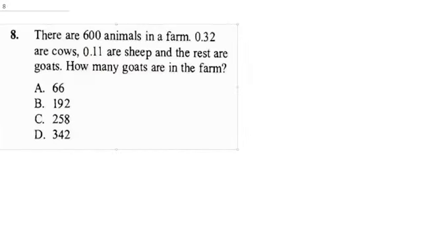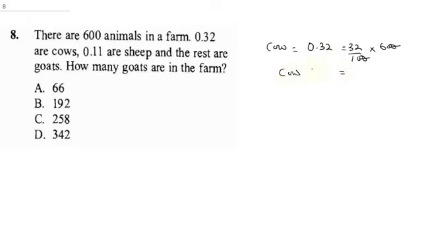Now question 8 says there are 600 animals in a farm. 0.32 are cows, 0.11 are sheep, and the rest are goats. How many goats are in the farm? Now for the cows, remember the total is 600, so 0.32 are cows, which is the same thing as 32 over 100 multiplied by 600. So 00 cancel 00. That means the cows, when you do this, you are going to get 192. That's 32 times 6.